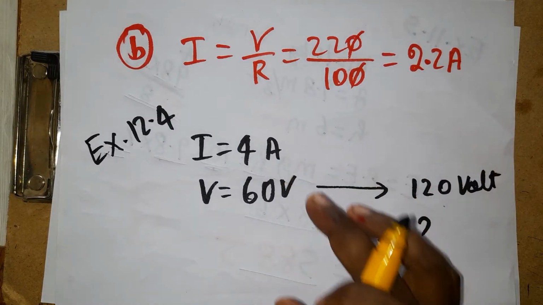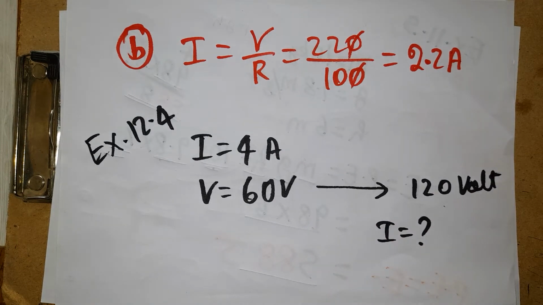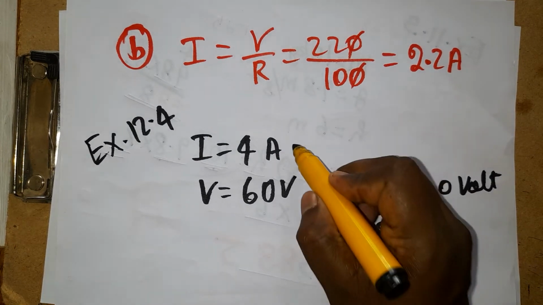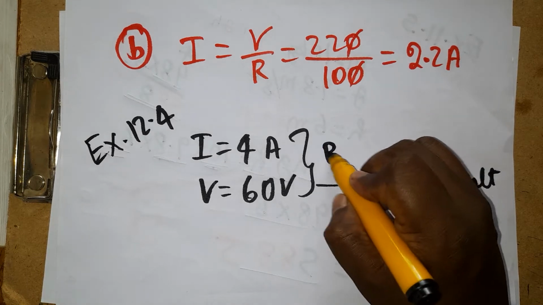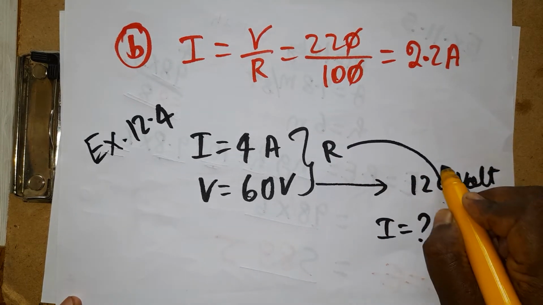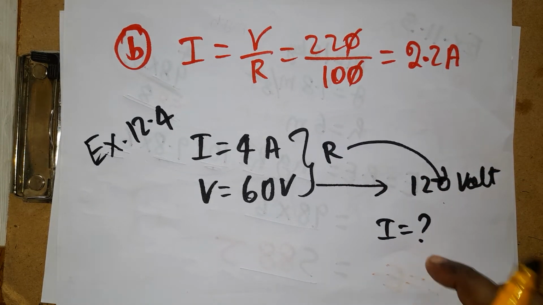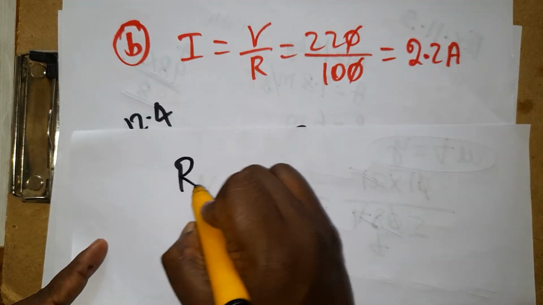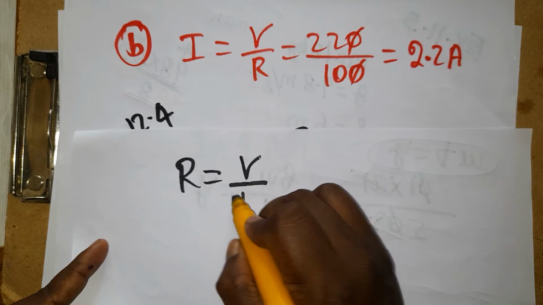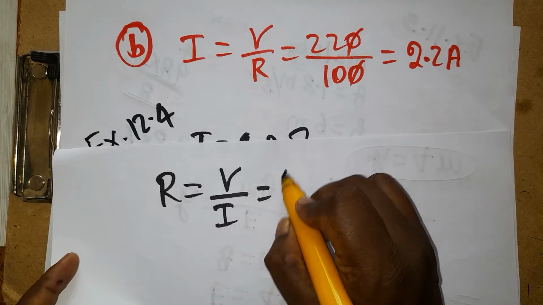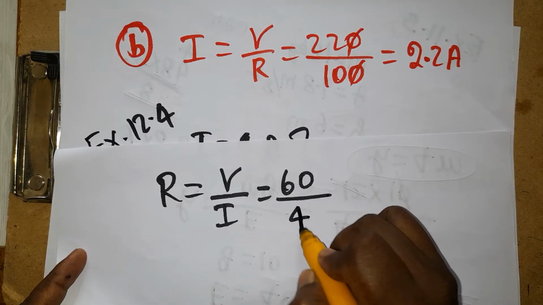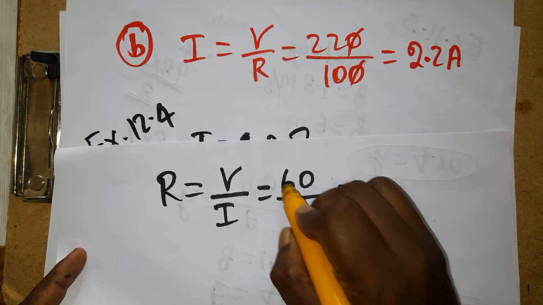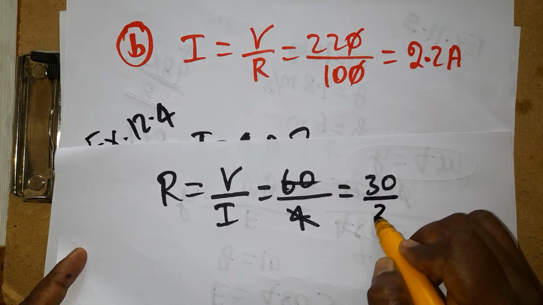For both conditions, the resistance will be the same. The resistance of the wire is going to be constant. The same resistance you can use here also. In the second situation only they asked about the current. First, I am going to find the resistance. R is equal to V by I. V is how much? 60. I is how much? 4. So cancelling by two, 30 divided by 2.